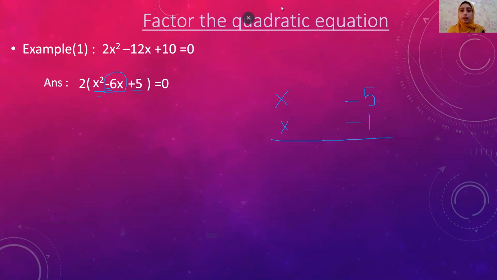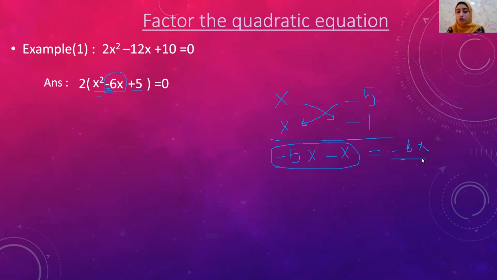Now let's do our method, which is cross multiply then check. Okay, cross multiply, start from here. Negative 5 times x, negative 5x. Negative 1 times x, negative x. Okay, and combine everything here. What we have after cross multiply and check, we combine everything. Now negative 5x, negative x equals what? Equals negative 6x.